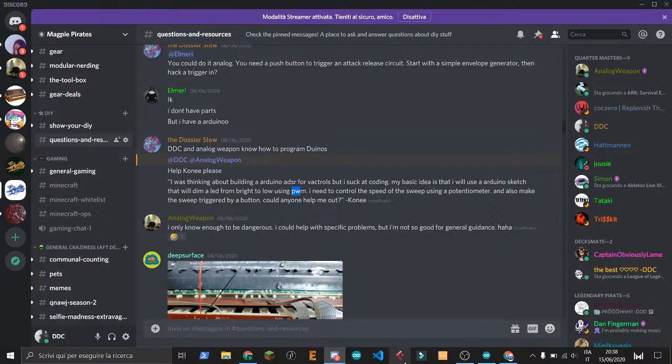I'm sorry, Analog, if I'm missing your messages, but my setup is sucky. And so, I need to control the speed of the sweep using a potentiometer and also make the sweep triggered by a button. Could anyone help me out? Of course, we are here for you.